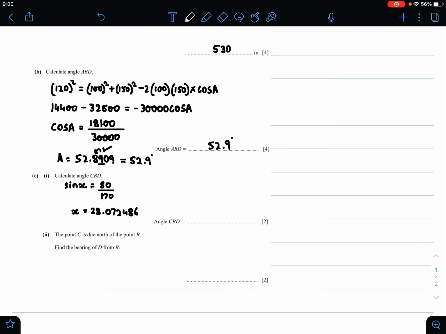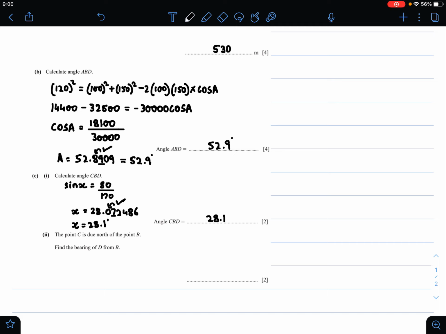28.072486. And since you need to give your answer in three significant figures, your final answer will be 28.1 degrees. This is because the fourth significant figure, which is 7, is greater than or equal to 5. So it will round off the third significant figure to the next number. Now let's move to part C2.